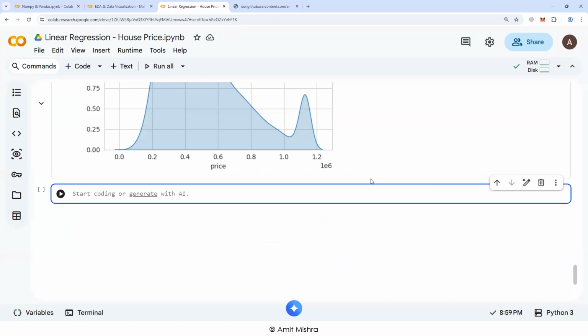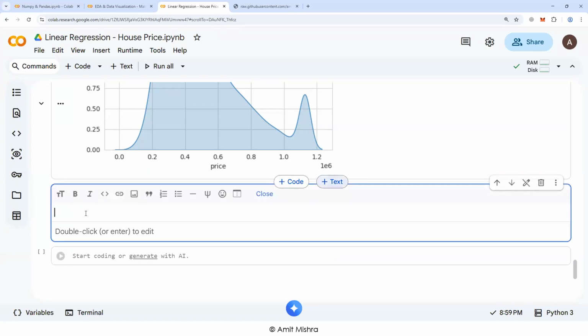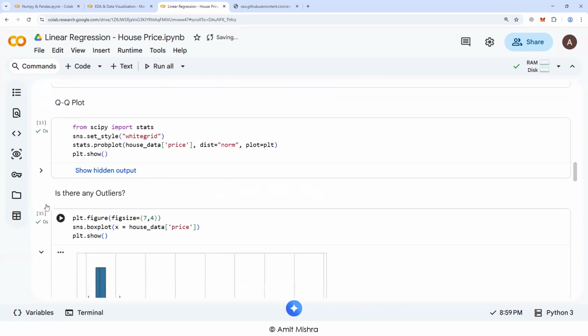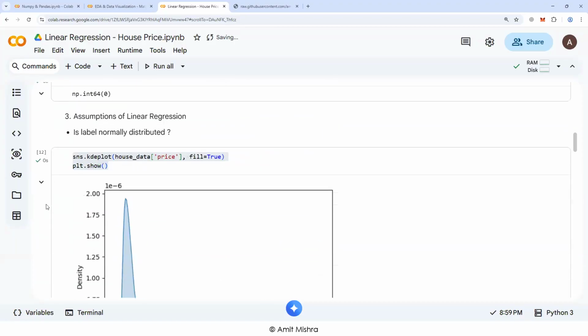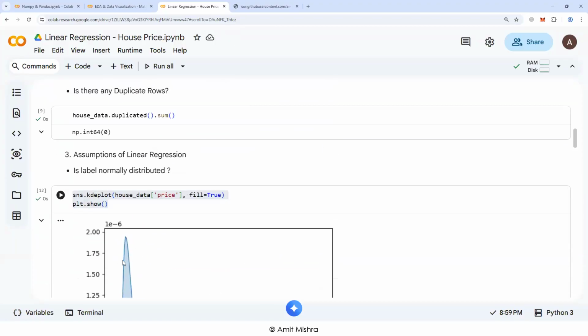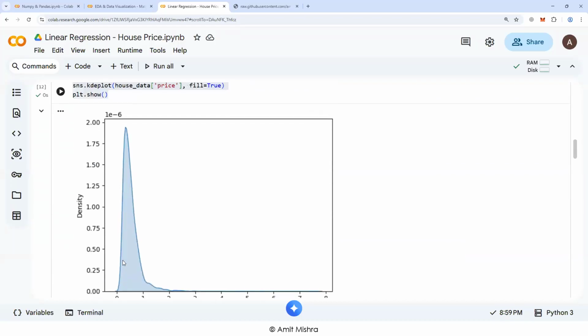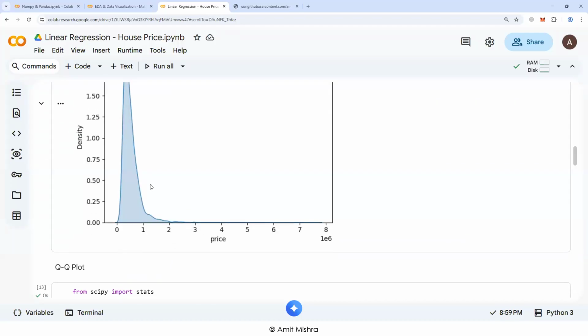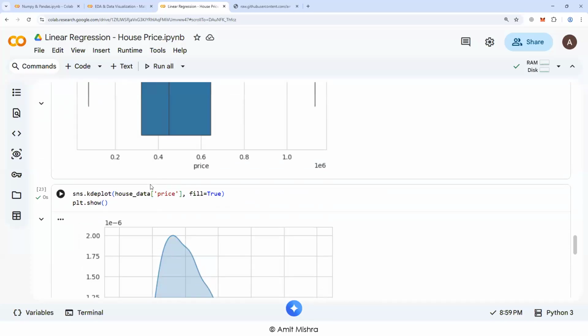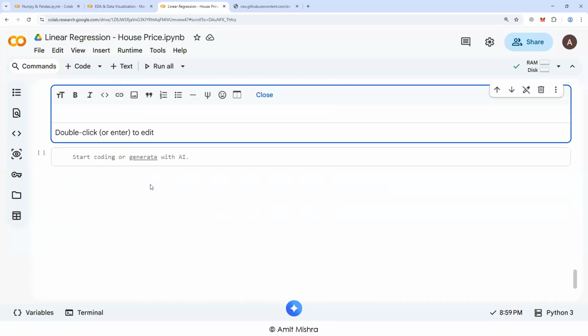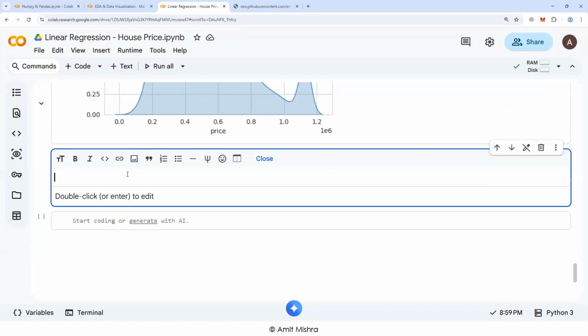Next part is very important. We need to check the second assumption. The first assumption is that your target should be normally distributed, which we were eventually able to achieve after handling this many outliers. Let's go for the multicollinearity part. If you remember, is there any multicollinearity?